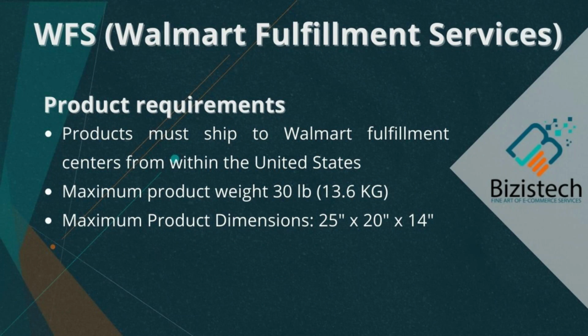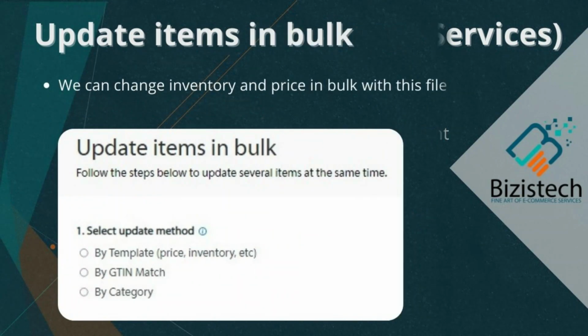Walmart Fulfillment Service: products must ship to a Walmart fulfillment center from within the United States. Maximum product weight is 30 lb or 13.6 kg. Maximum product dimension is 25 by 20 by 14.